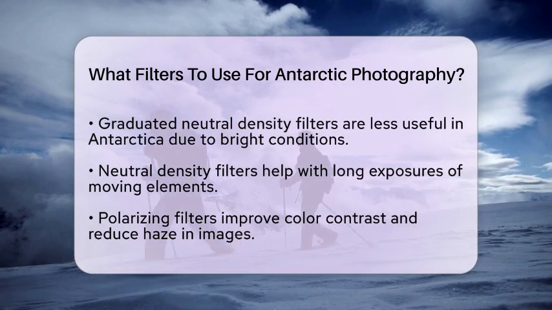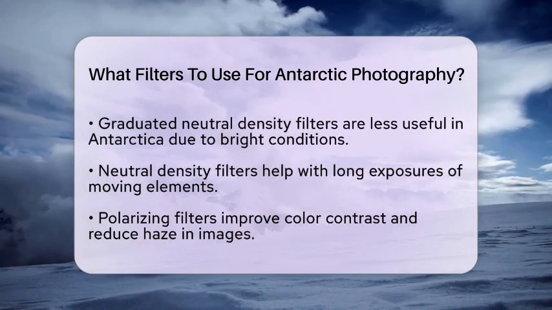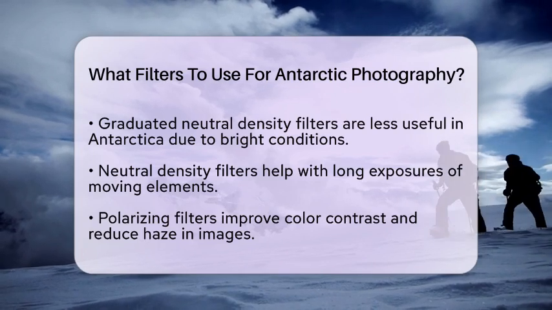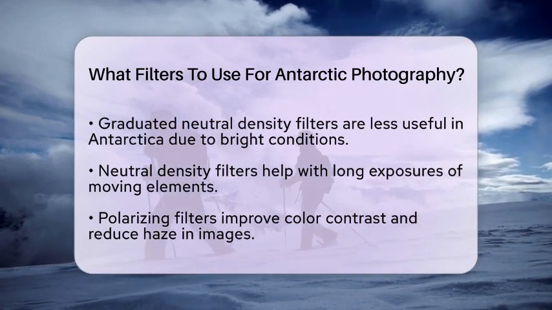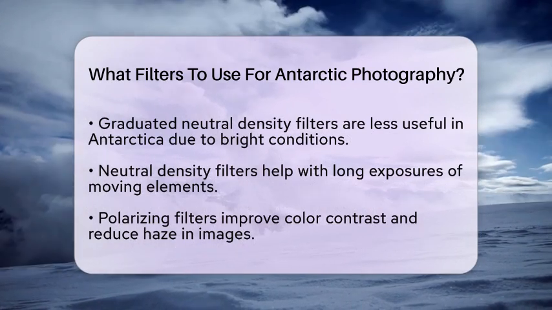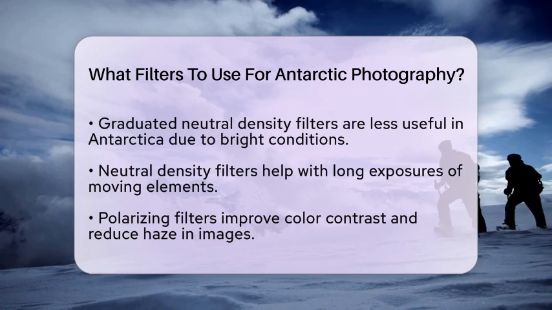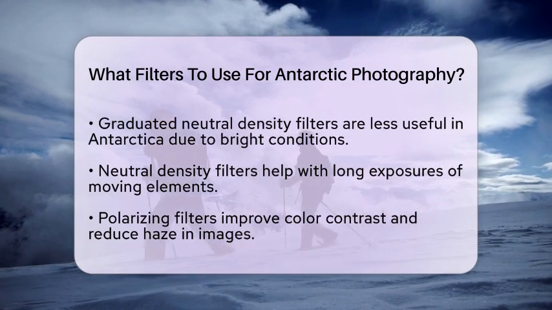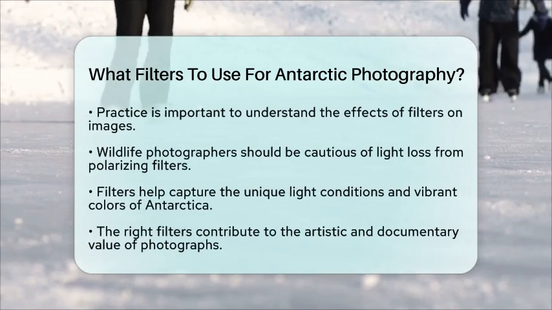In practical terms, for Antarctic photography, using a polarizing filter can help manage extreme brightness and glare. It also improves color contrast and reduces haze, making your images more striking. The ultraviolet filter serves as a protective measure for your lens, ensuring it withstands the harsh conditions. Graduated neutral density filters are generally not necessary due to the bright environment. Neutral density filters can be used selectively for long exposures, if that fits your vision.